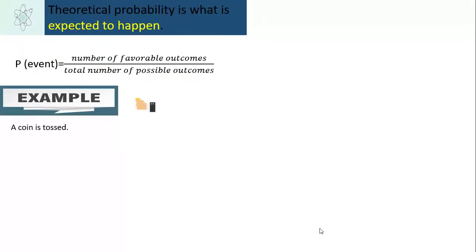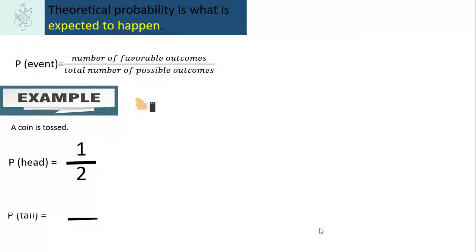A coin is tossed. Let's find the probability of getting a head. On our toss, we only have two outcomes. It is either a head or a tail. That will serve as our denominator. And we all know that there is one chance of getting a head. That's why 1 is our numerator. Therefore, 1/2 is the probability of getting a head.